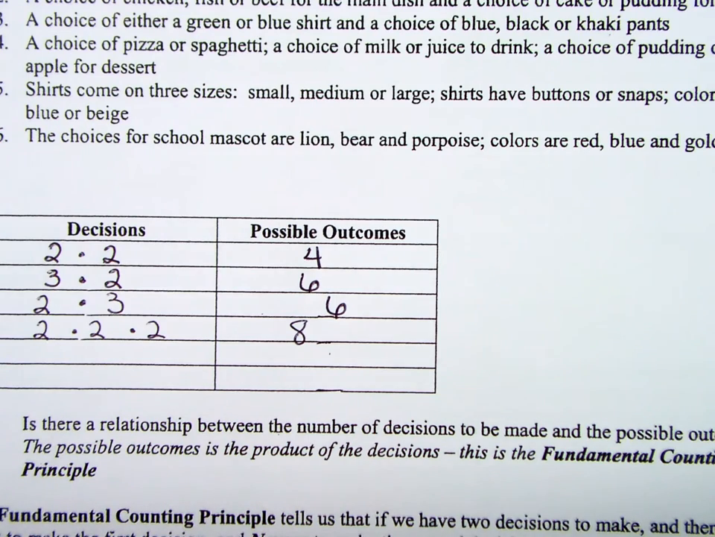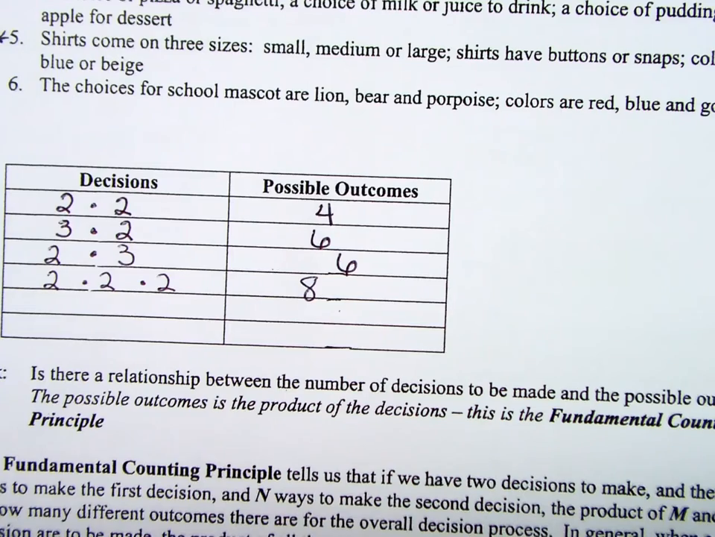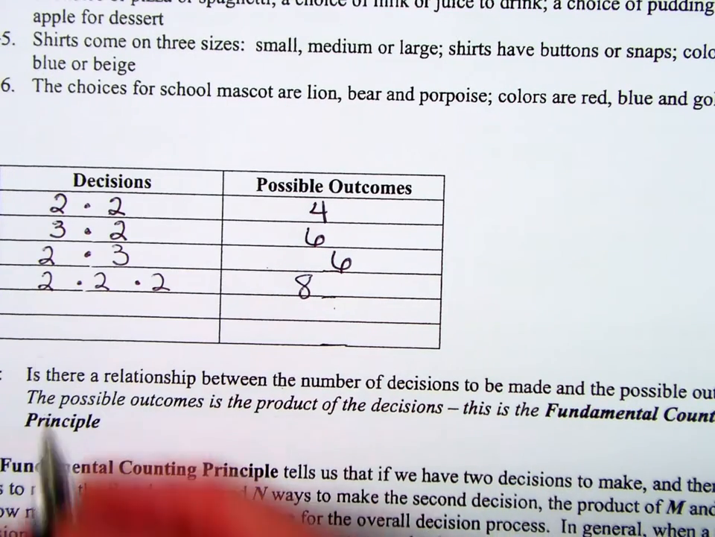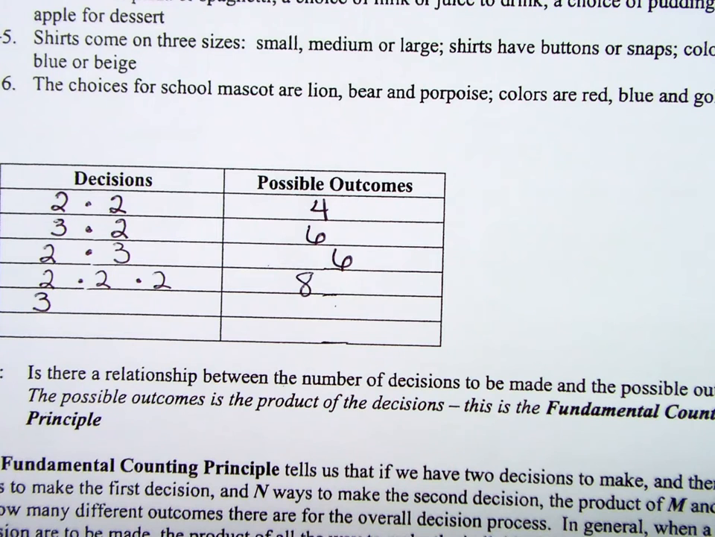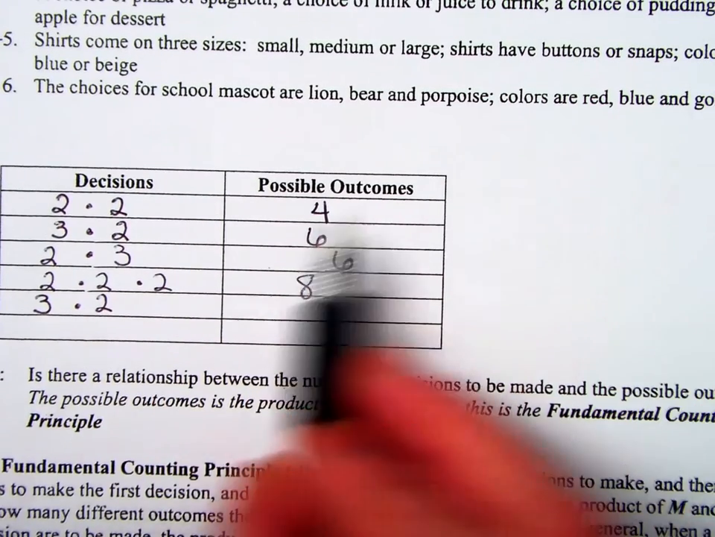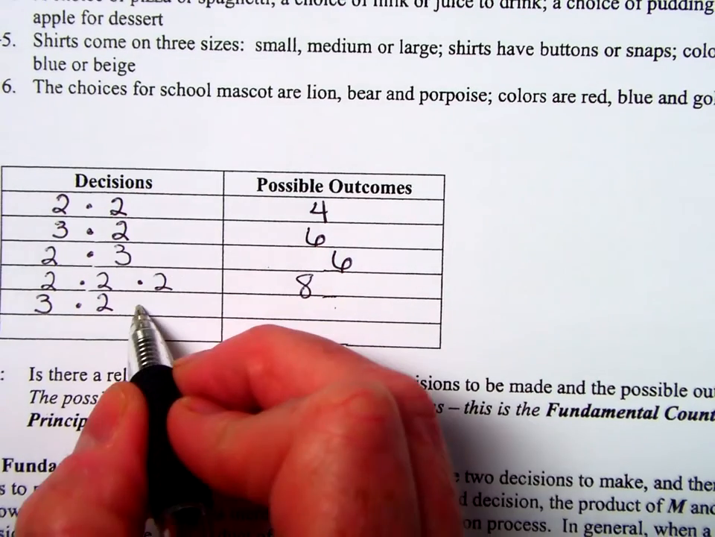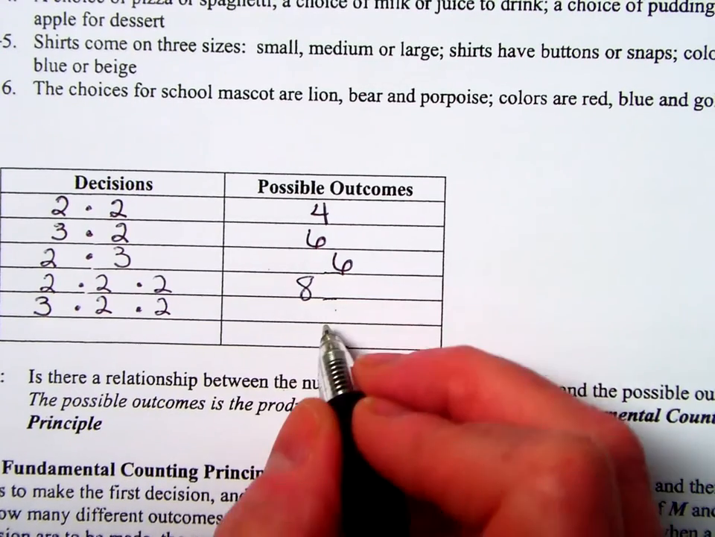So a shirt comes in 3 sizes: small, medium, and large. So that's 3, right? Okay. Then it says each shirt will have either buttons or snaps to keep it closed. So that's 2. And the colors available are blue or beige. 2 again. So how many different wardrobe choices are there? 12. Good.